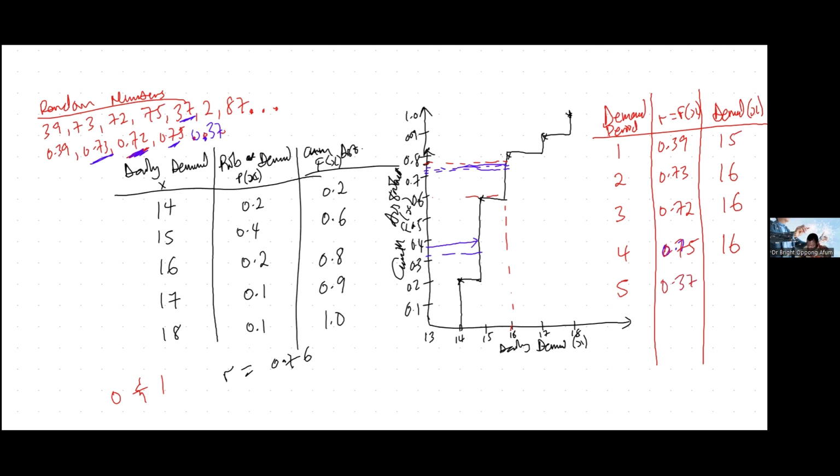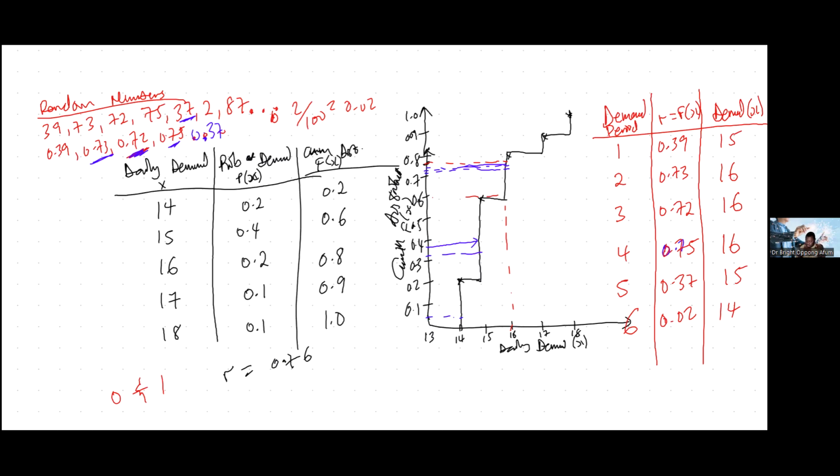So 0.37 is 15. Let's say the sixth one is 0.02. 0.02 is somewhere here, and that is 14. Remember, the 0.02 comes from 2 divided by 100. So at least we can see that we are able to generate the demand based on a random process generator, based on the Monte Carlo technique.